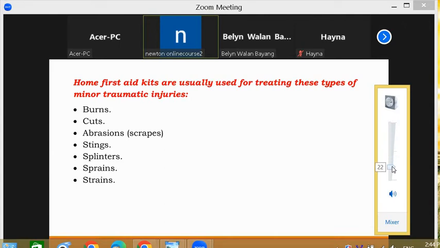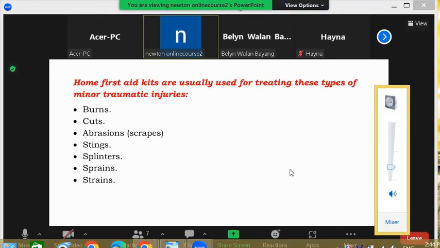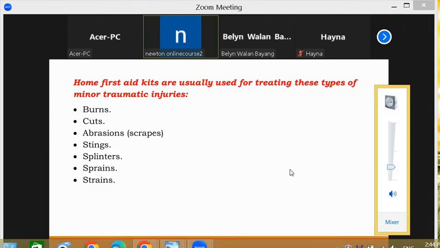Most commonly burns, cuts, abrasions, stings. Sting means some needle prick or something very painful. Next one is splinters, where a small piece of wood goes into the topmost layer of the skin of our body. Next one is sprain. If you are just walking and suddenly your leg slips, that is called a sprain, which means tearing.